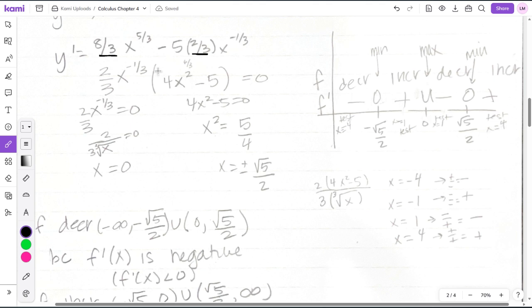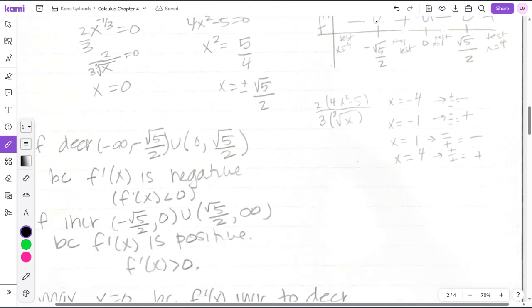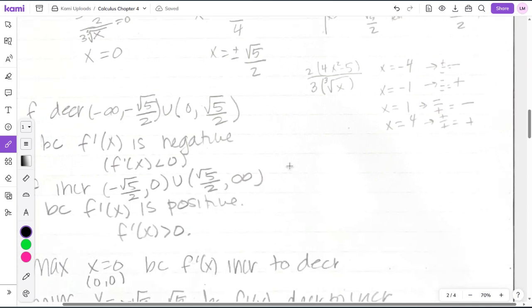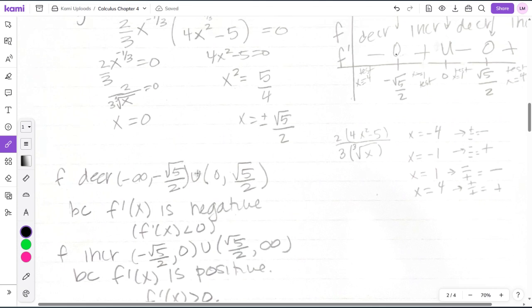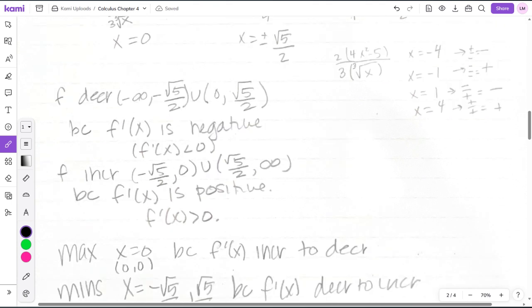So when I plug those back into this, I got a negative number, positive number, negative number, positive number. I also put on my chart what was going on at these critical points. So I got 0, undefined, and 0. Then I have a min, max, min, because it goes from decreasing to increasing, increasing to decreasing, decreasing to increasing. So that's where I was testing it. So I just made a list off of my chart, decreasing on these two intervals because my derivative is negative, increasing because my derivative is positive.